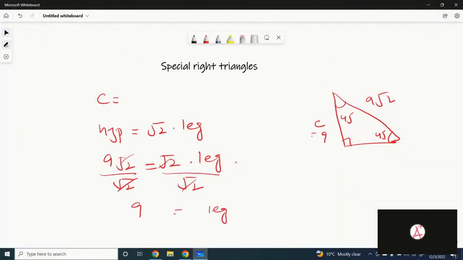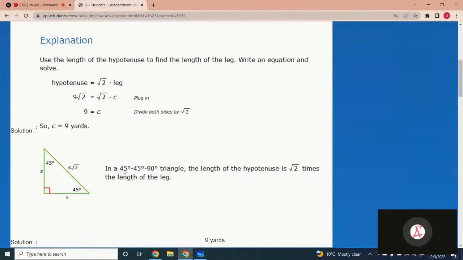C equals 9. Also, one very important thing about these special triangles. In a 45 degree, 45 degree and 90 degree triangle, the length of the hypotenuse is square root 2 times the length of the leg. That is actually the most important thing that I've explained. Hypotenuse equals the square root 2 times the leg. That is the case when you have the special triangle 45, 45 and 90.